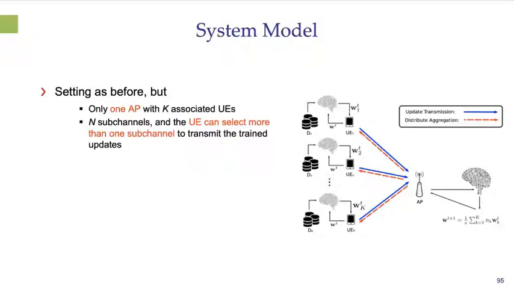So we can set up a problem where we can look at this optimization problem. Here we're going to forget about the role of interference. We're just going to look at one access point to focus in on this optimization problem. So again, we have K associated end user devices and N subchannels. And here we're going to allow the end user devices to select more than one subchannel if they want to. So there are more degrees of freedom here than just which end user devices are going to be selected.